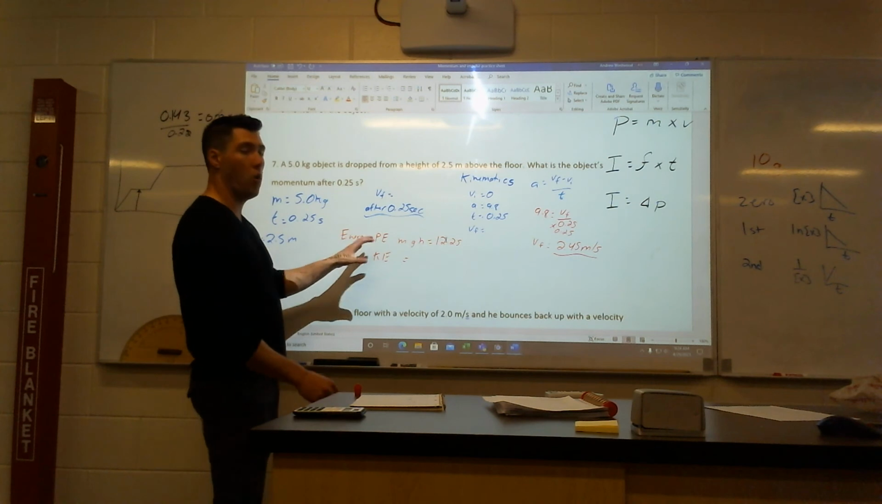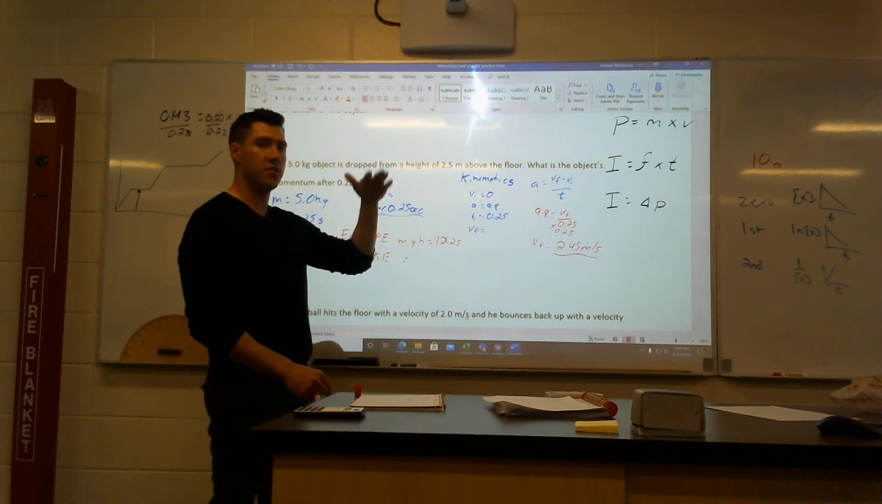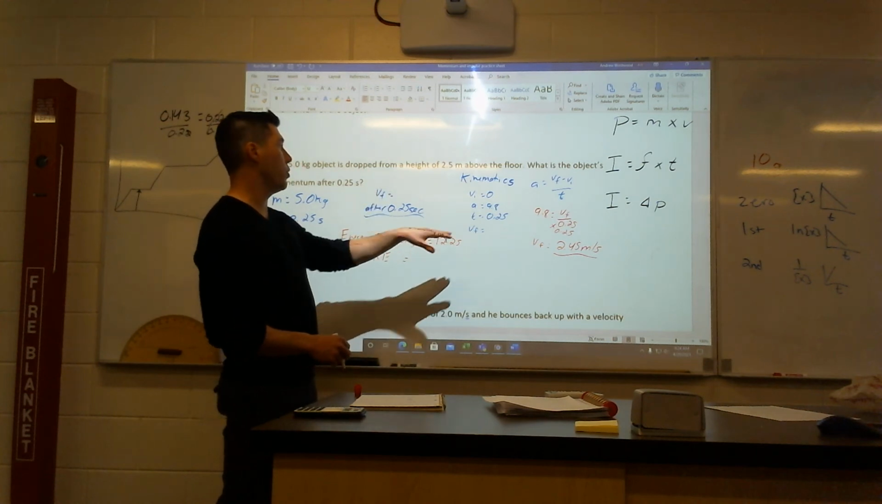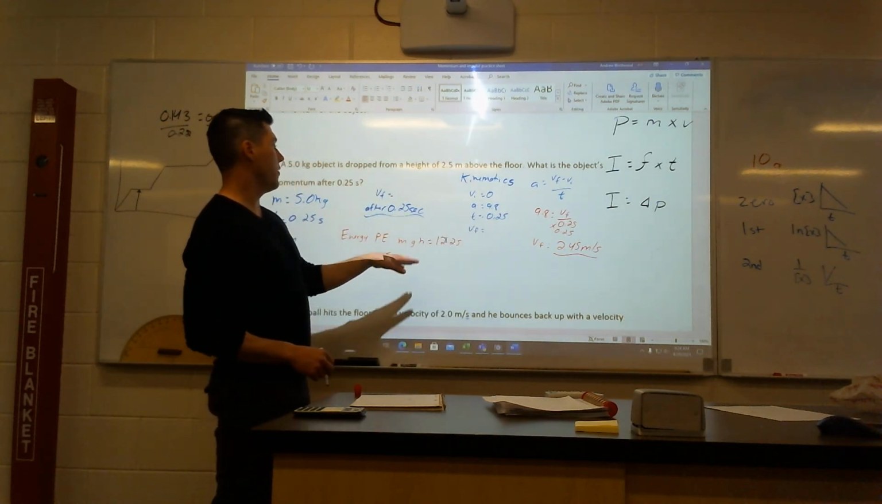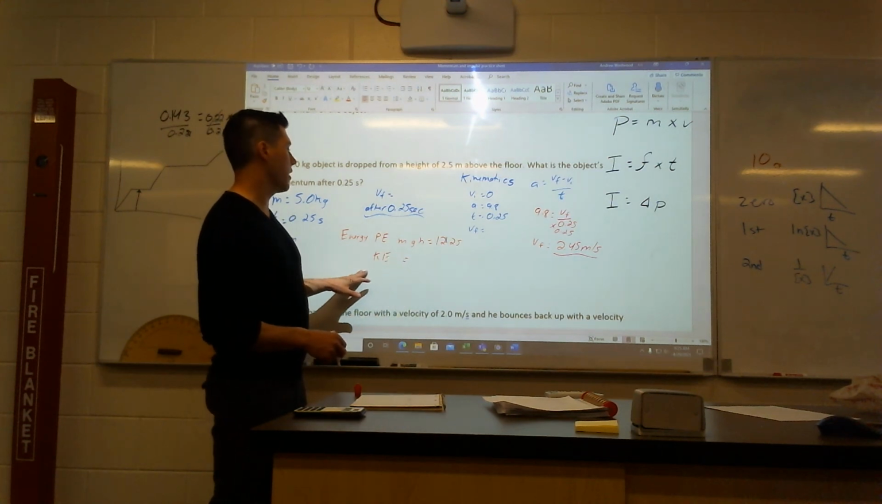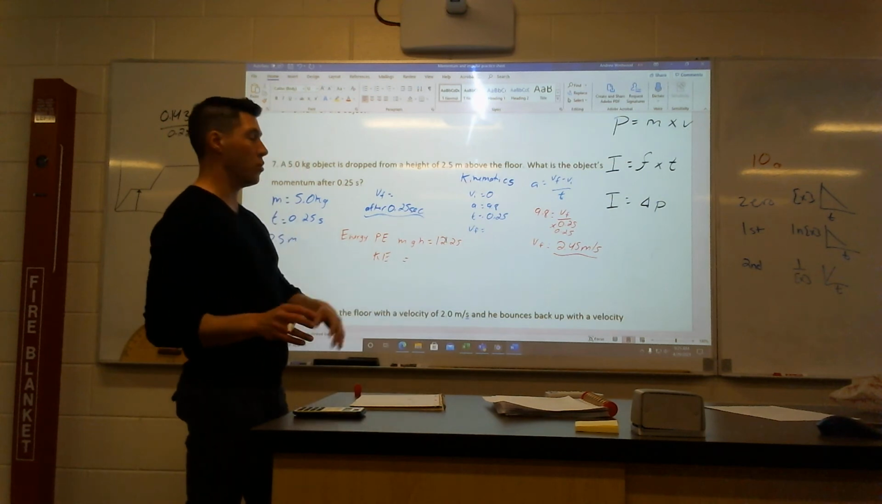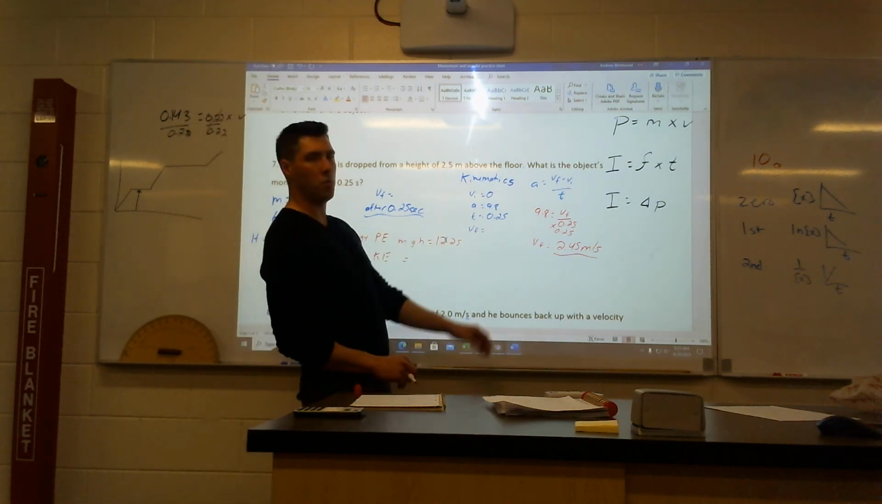Again, if you want to do the energy way, you have your potential energy here. You just have to find how far distance-wise it went down after 0.25 seconds. And then you have that new height there, and that change in energy would allow you to find our kinetic energy and our velocity. Okay? So it would absolutely still work. Kinematics in this one works out.